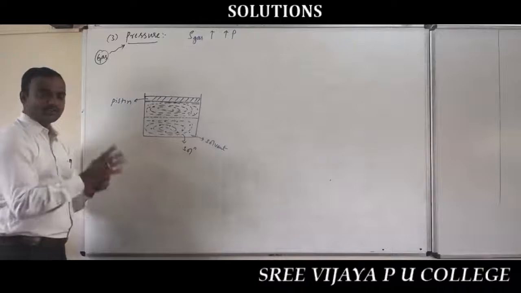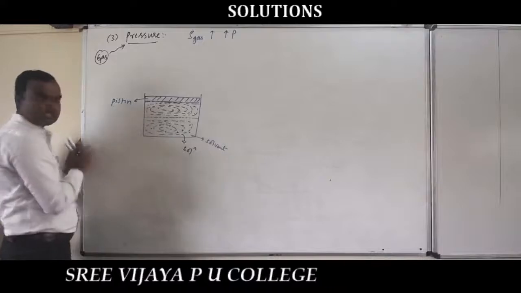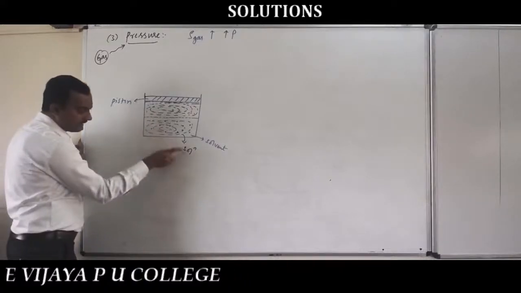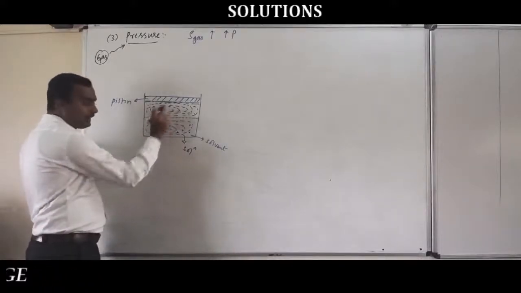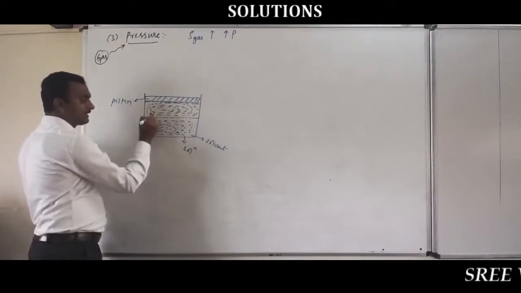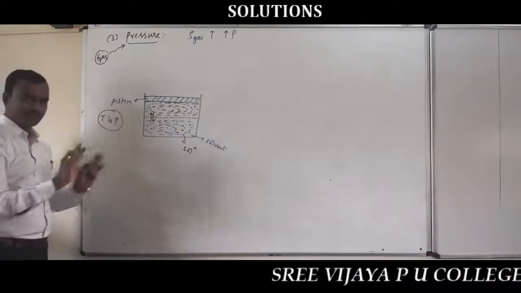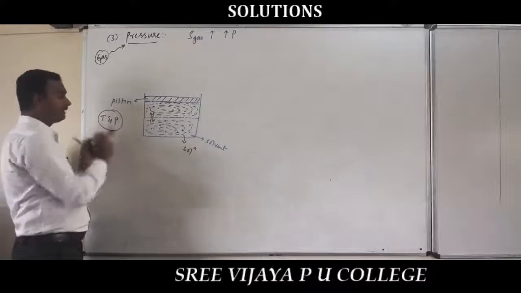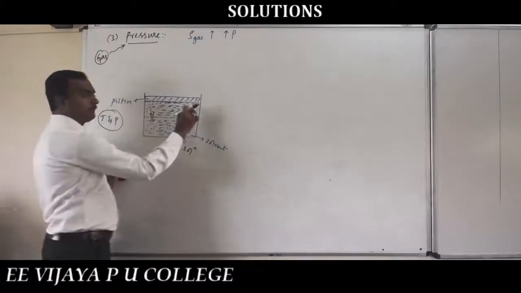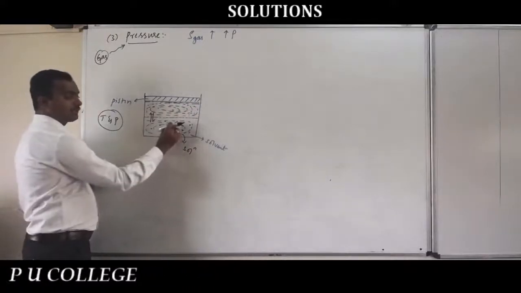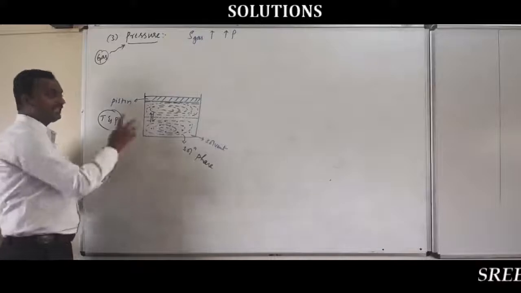So at this stage, assume that there is an existence of dynamic equilibrium between the gas molecules present in the gas phase and the gas molecules present in the solution phase. I am saying there is existence of equilibrium between the gas molecules here and the gas molecules in the solution. At a constant temperature and pressure, we should keep the temperature and pressure constant and not vary them, because if the temperature varies, there is a chance that the solubility changes.